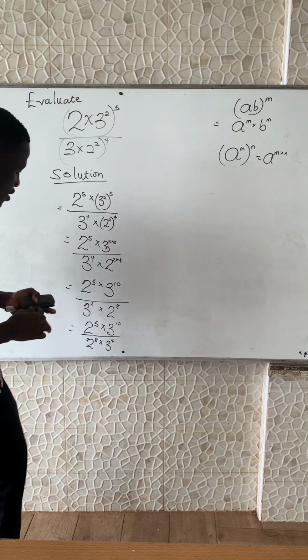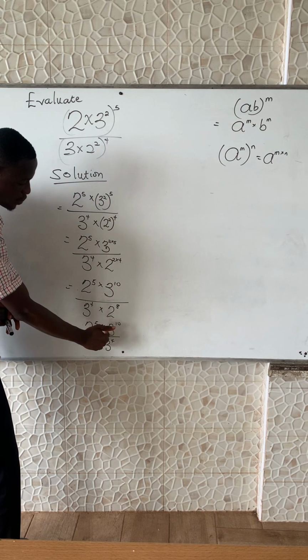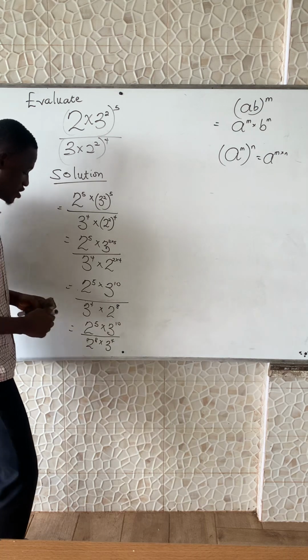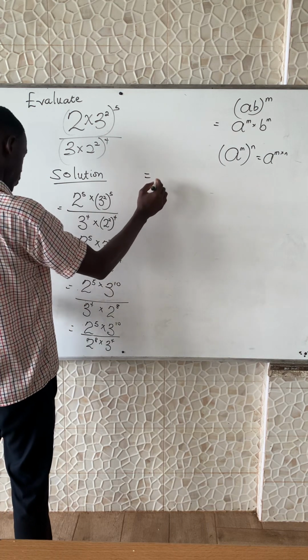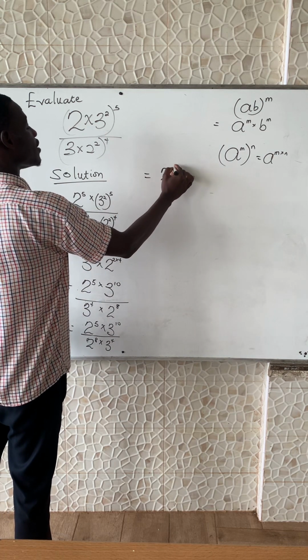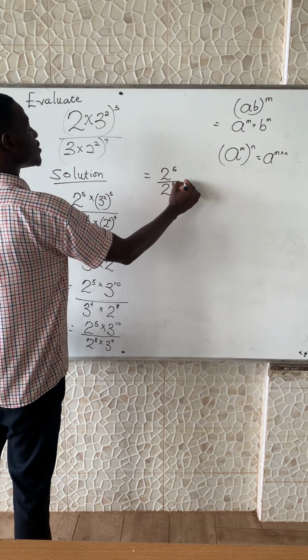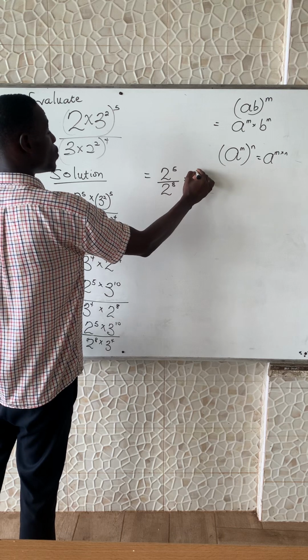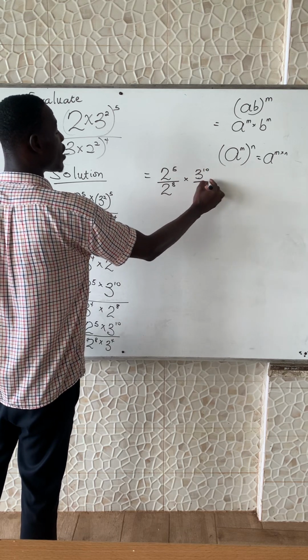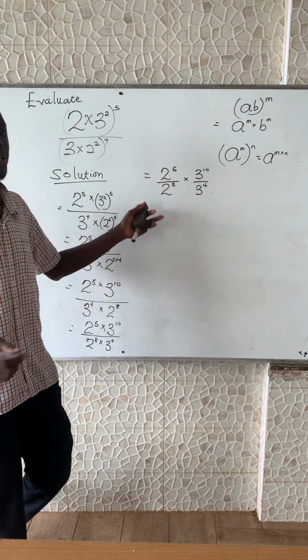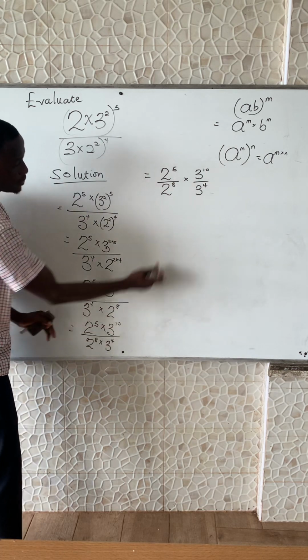Alright. Next, we are going to separate these 2 indices since they have the same bases. So this will now give us 2 exponent 5 divided by 2 exponent 8 times 3 exponent 10 divided by 3 exponent 4. They are actually the same, we just split them over.